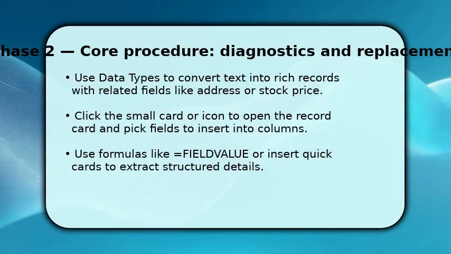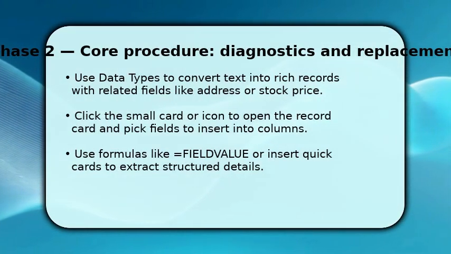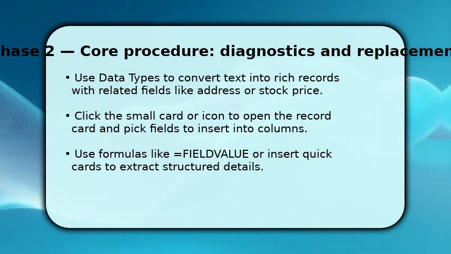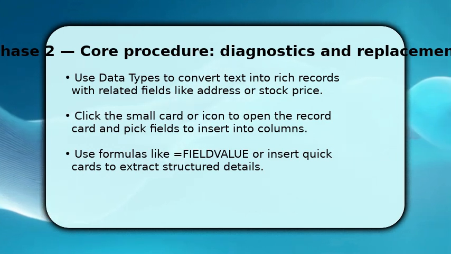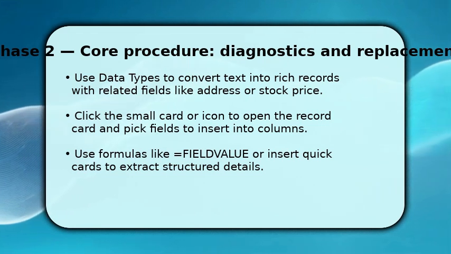Once converted, Excel attaches a small icon to each cell. Click it to open the record card and inspect identified fields. You can insert related fields into adjacent columns, click a field on the card, or use Excel's Insert Data button to populate columns quickly. For formulas, use field value or structured references to pull single values into your sheet.